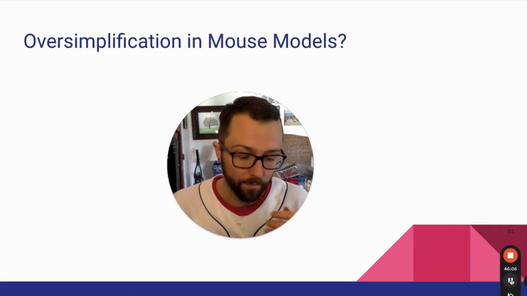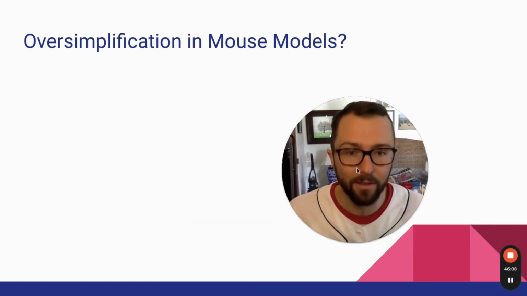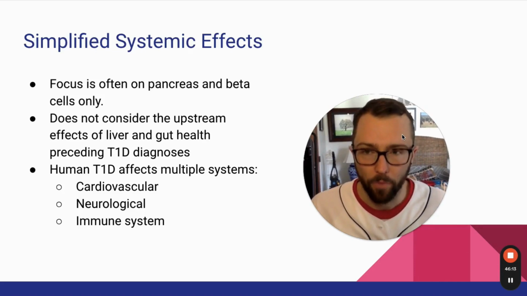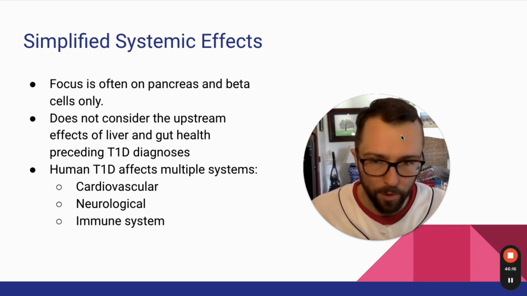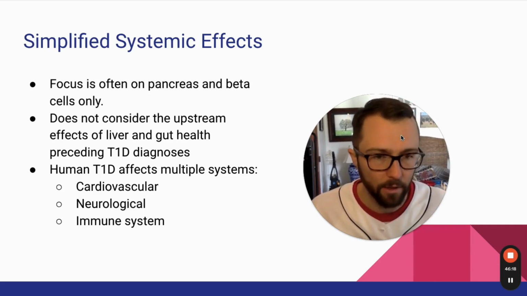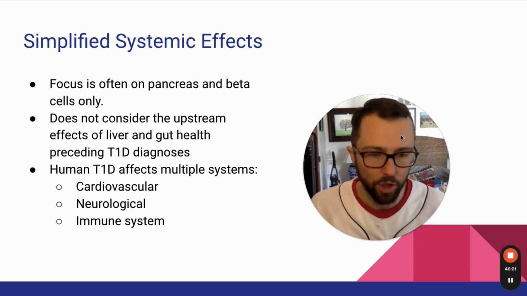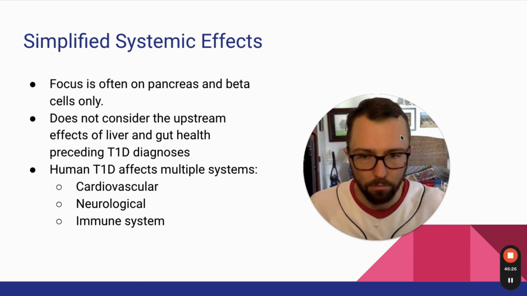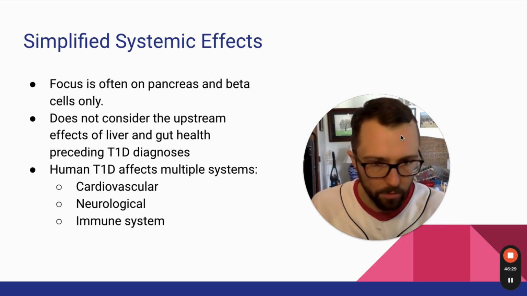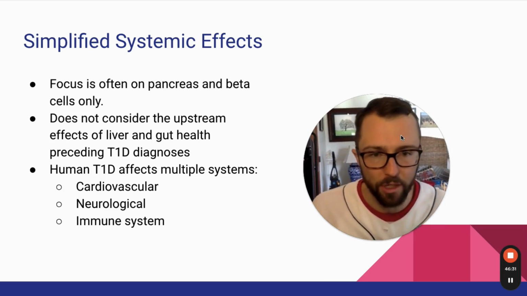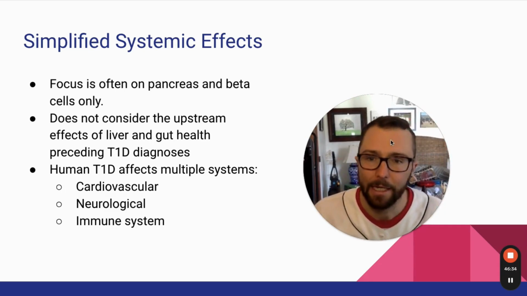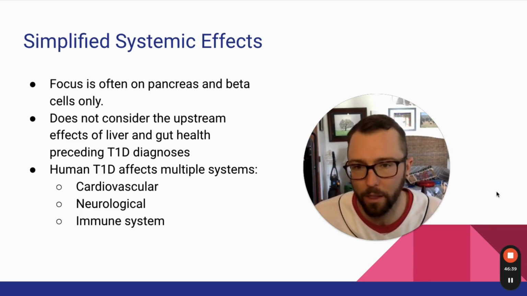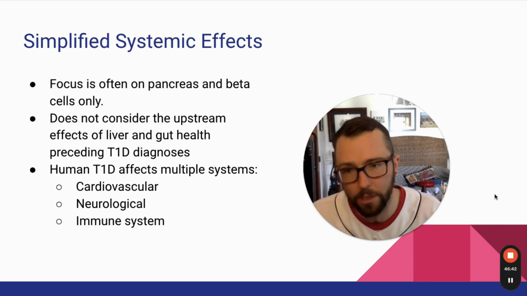So things to keep in mind here. Mice research, the focus is on the pancreas and the beta cells. The inflammatory and genetic initiators are beta cell only. That's it. Come in, destroy the beta cells. We'll focus how the system adjusts after the fact. Doesn't consider any of the upstream effects, liver, gut, nervous system regulation that precede type 1 diagnoses.